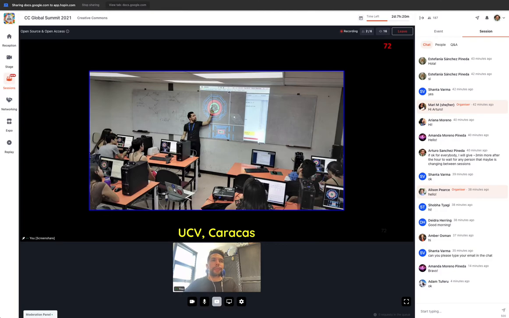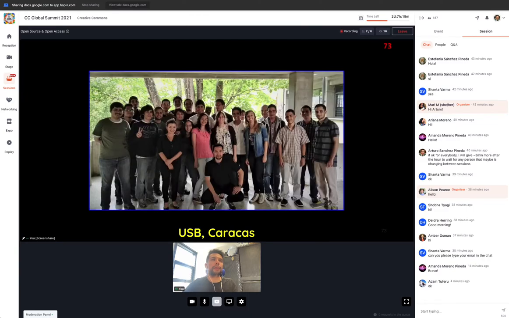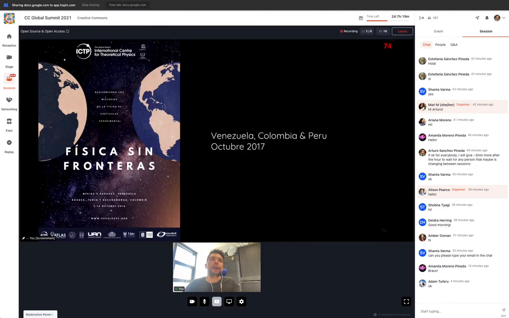I want to give you an idea of how one of these workshops looked. This is in Caracas a couple of years ago. Different institutions: before it was USB, Universidad Central de Venezuela, and this is USB, or Universidad Simón Bolívar. We also have a lot of design components, which is something we'll mention at the end: all the posters, all the logos, all the different stuff. That sounds trivial, but it's quite important to have it in place so everybody's happy.